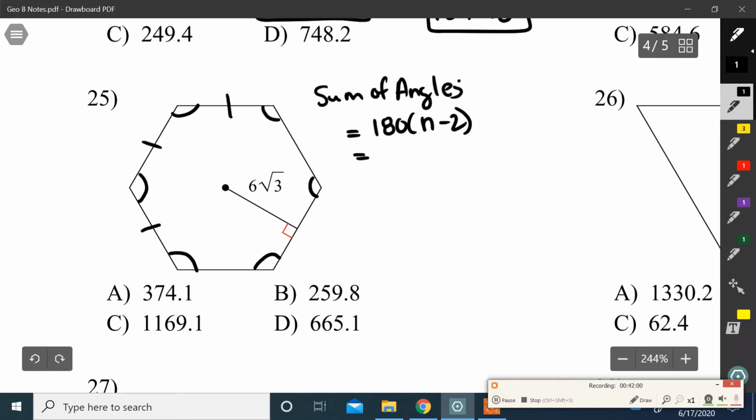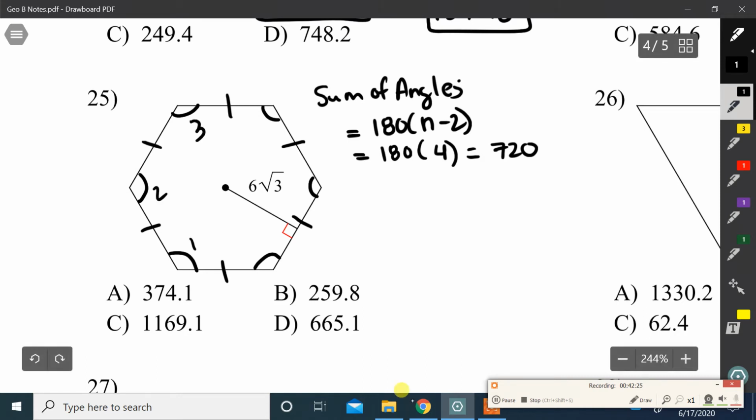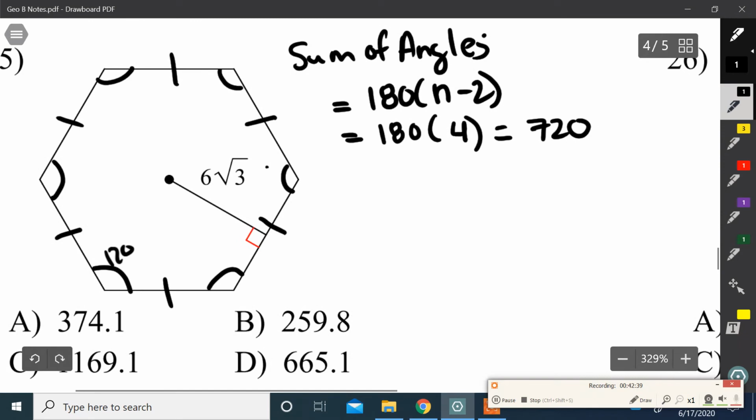We got 1, 2, 3, 4, 5, and 6. 6 minus 2 is 4. That means 180 times 4 is 720. I know this is a lot of information, guys. So 720 for the 6 angles. If I divide that by 6, I get that each one of those has to be 120. Okay, so each one of those is 120.